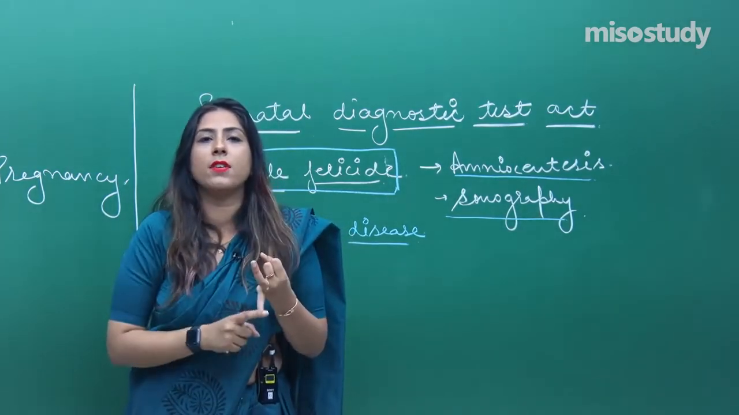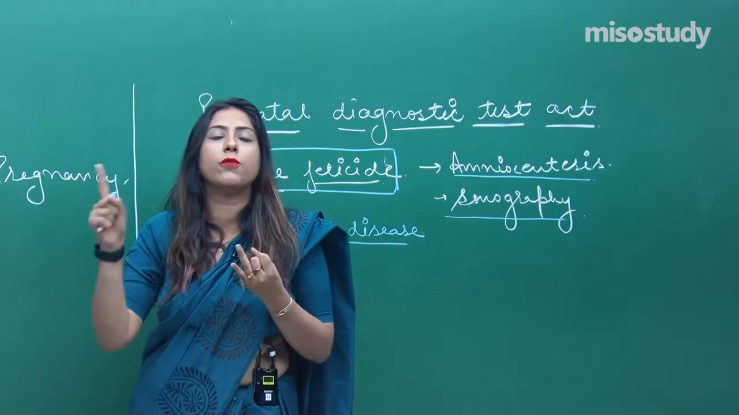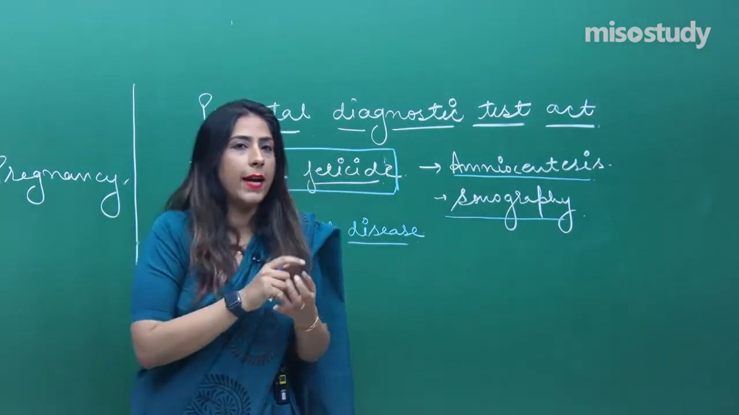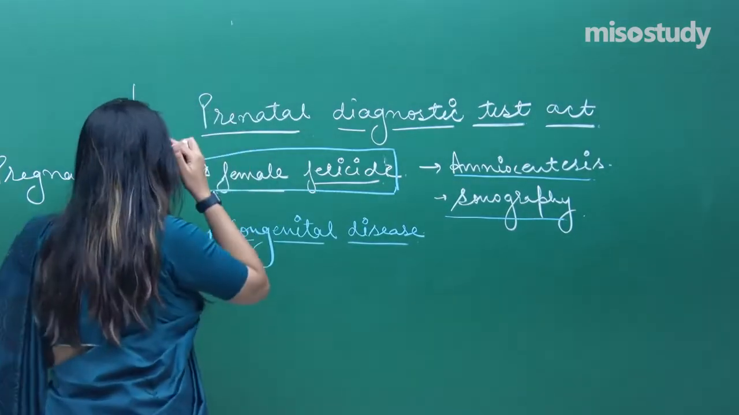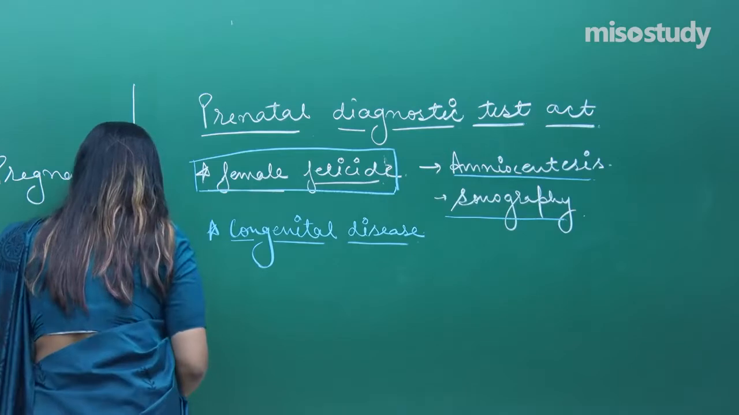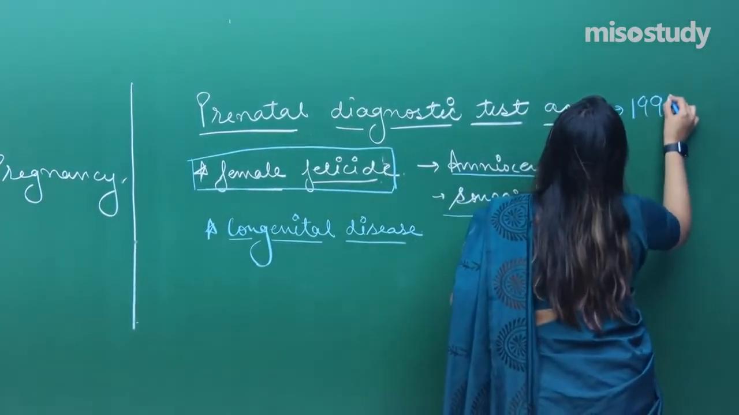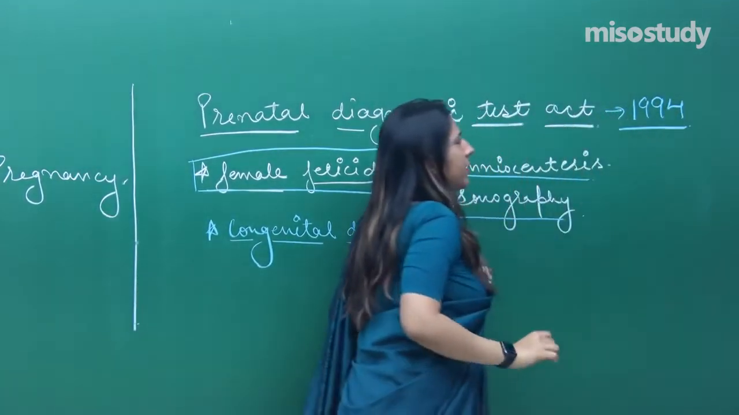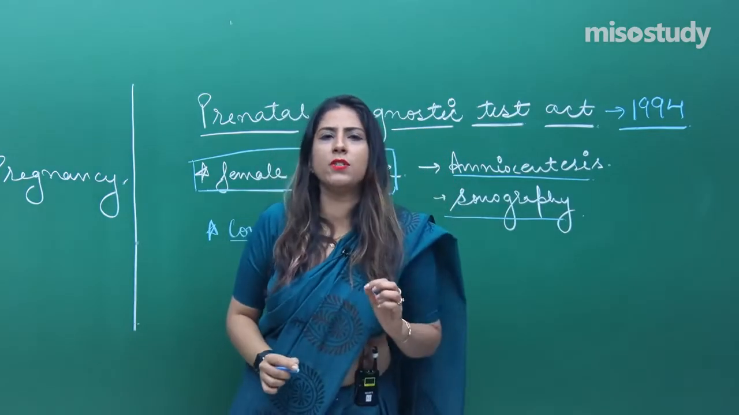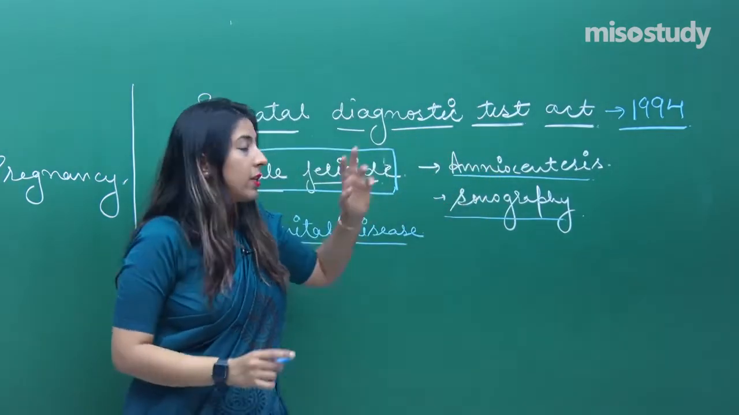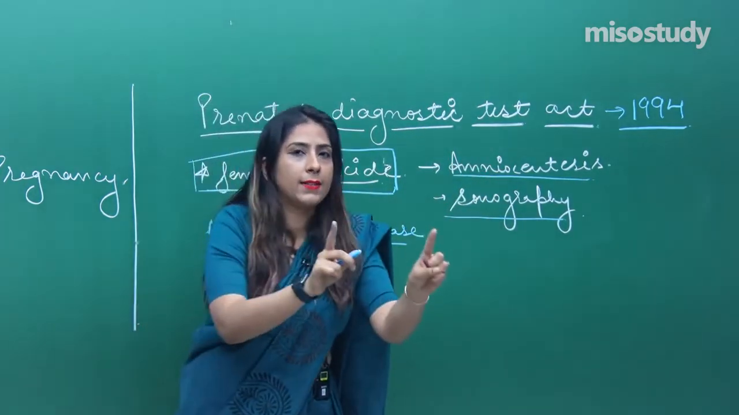The first act was the Medical Termination of Pregnancy Act that was passed in 1971, right? And the second is the Prenatal Diagnostic Test Act, right? And one thing you need to remember, this was passed in 1994, students, right? Later on, many amendments were done in 2003, right? You have to talk about both the acts, right?